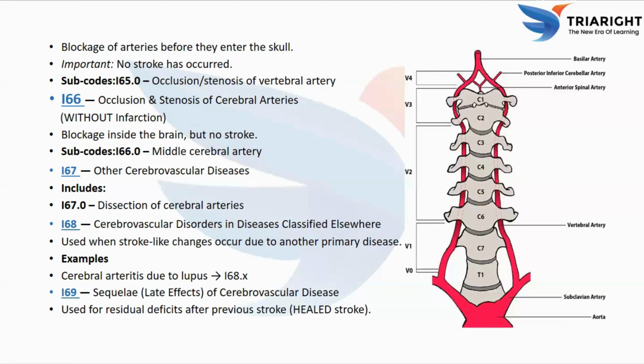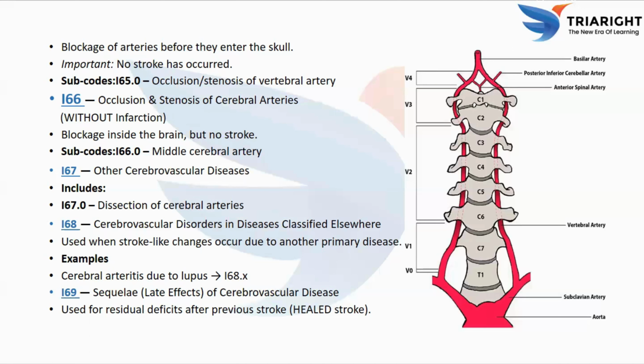So next, I66, occlusion and stenosis of the cerebral arteries. In the previous code you saw the vertebral artery. In this one you are seeing the cerebral arteries, without infarction. So there is blockage inside the brain arteries, but there is still no stroke. This is the intracranial version of I65. What is the subcode example? I66.0. It is the occlusion of the middle cerebral artery, nothing but MCA. MCA is the most commonly involved artery.